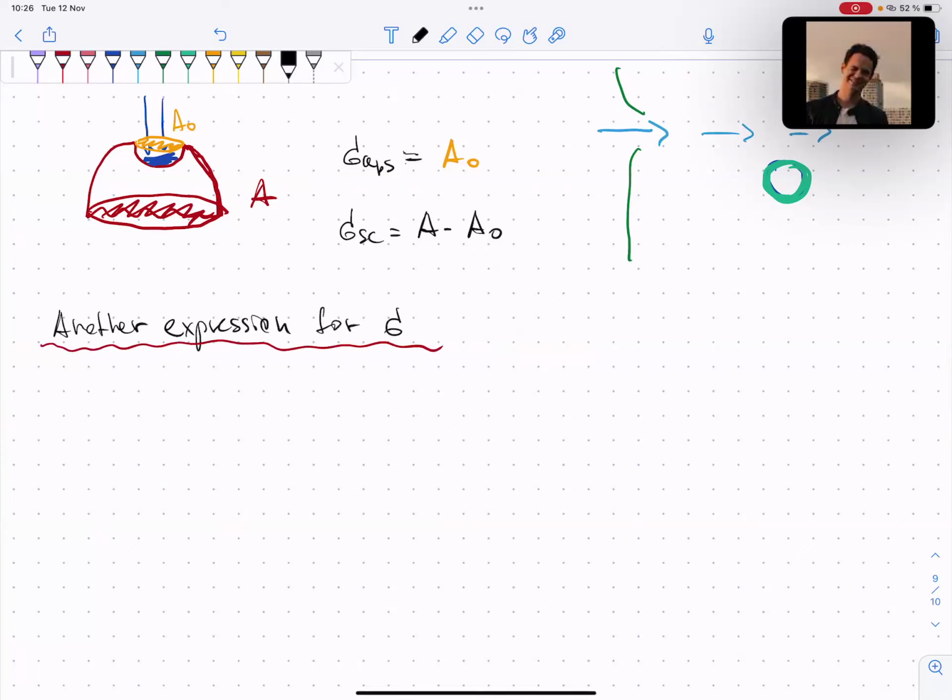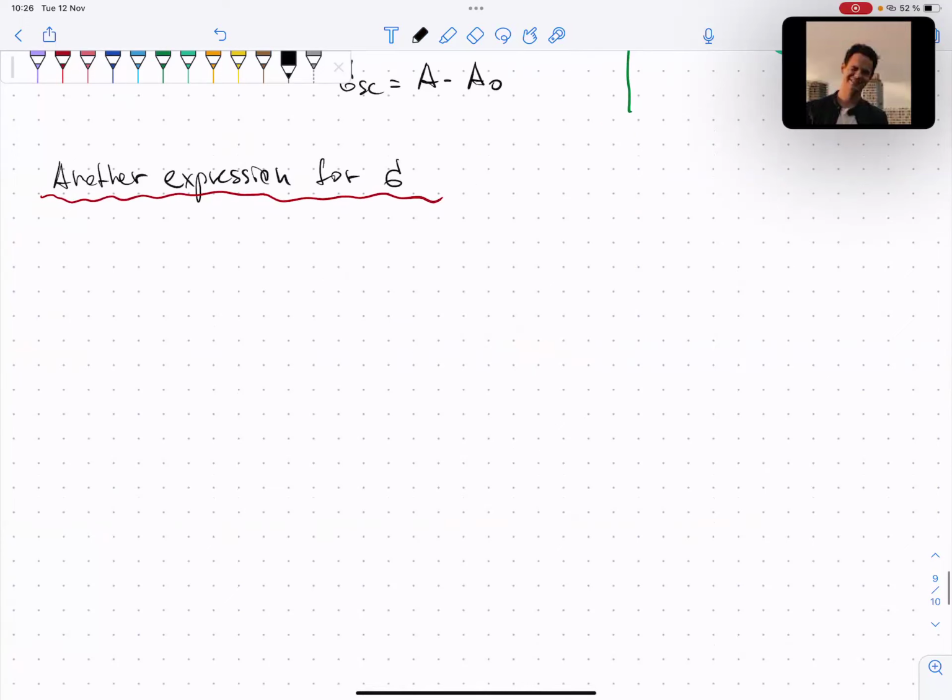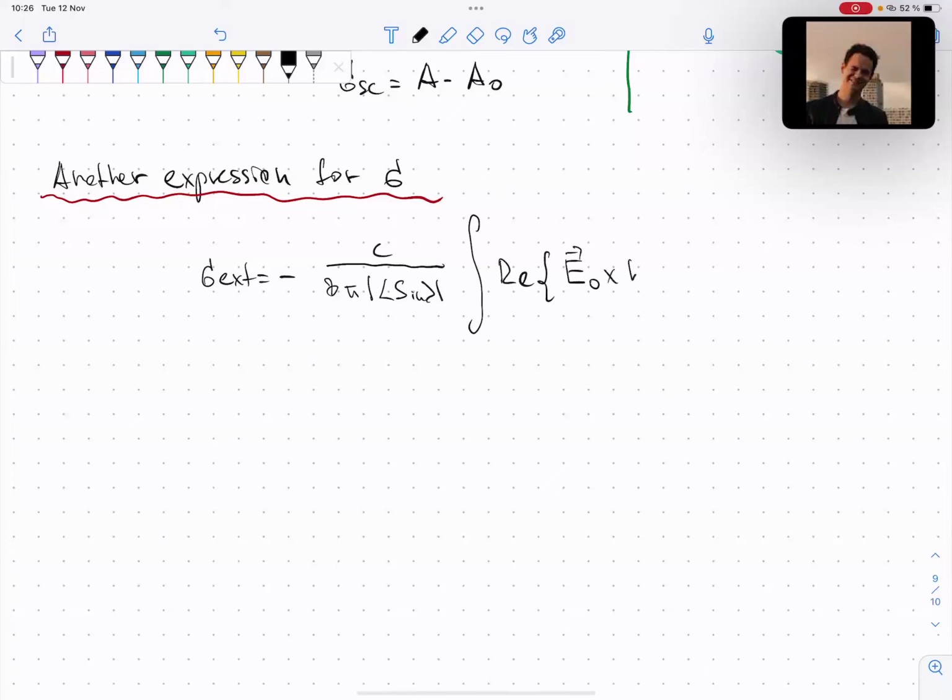For example, let me start with the extinction cross section. Just to remind you, the extinction cross section can be calculated as c over 8 pi divided by the Poynting vector of the incident wave, times the integral of the real part of E0 times H scattered plus E scattered times H0, integrated over some surface.